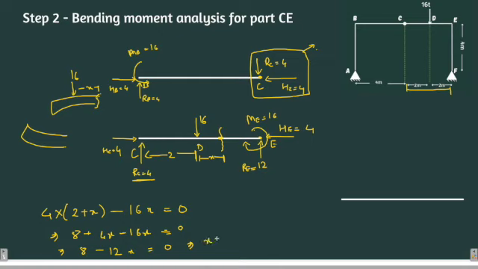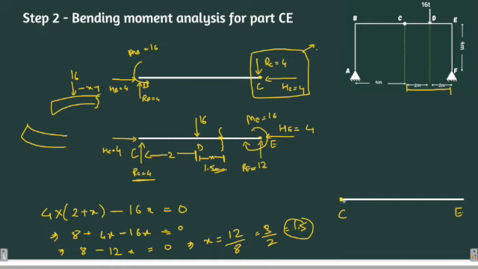This implies x is how much? x is 8 by 12, which is 2 by 3, that is about 0.67 meters from point D. So at that distance from point D, the bending moment will be 0. This is point C, this is point E. At point C, there is no bending moment.